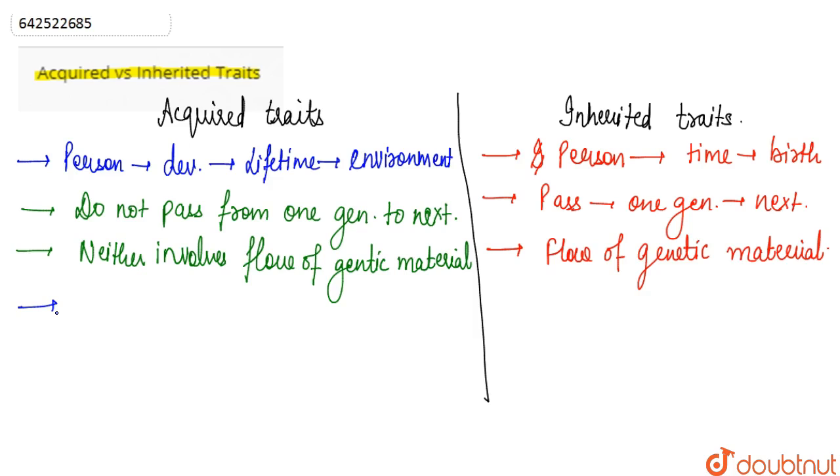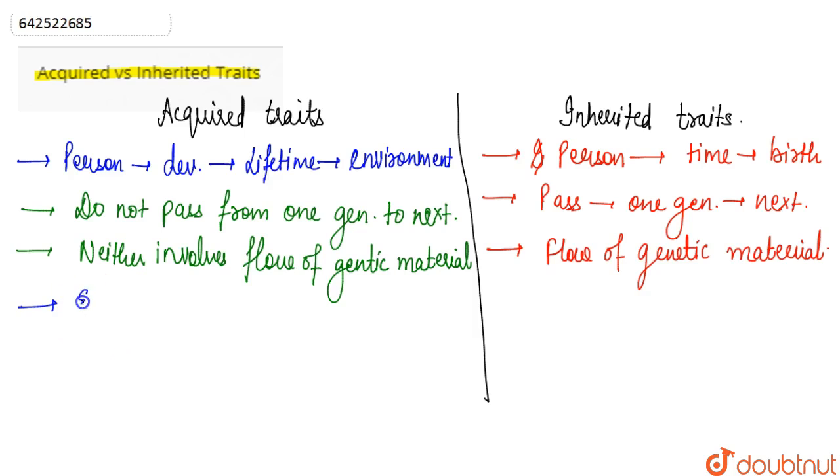As it is not coded by the gene, and we know that genes pass on from parent to offspring, it's not that they will also be seen in the progeny. Or there are some characters that parents do not have, but the child will acquire those traits.